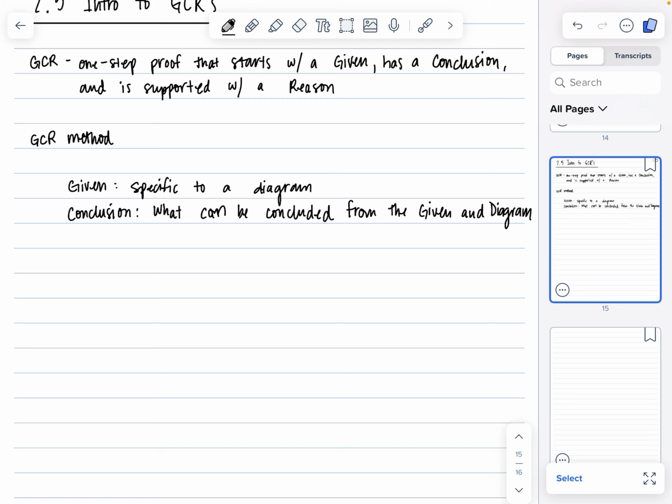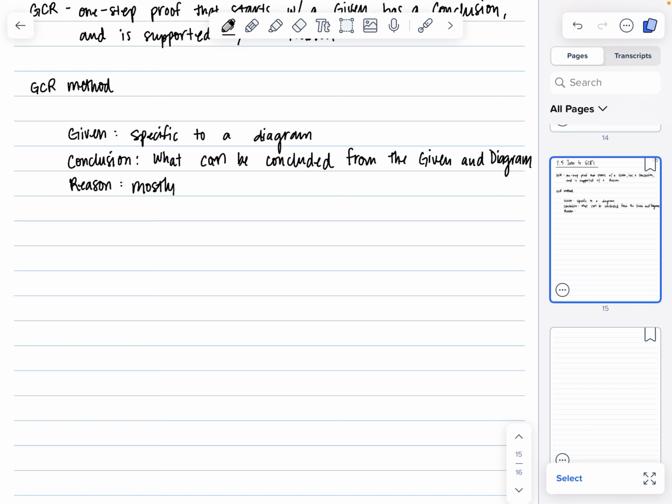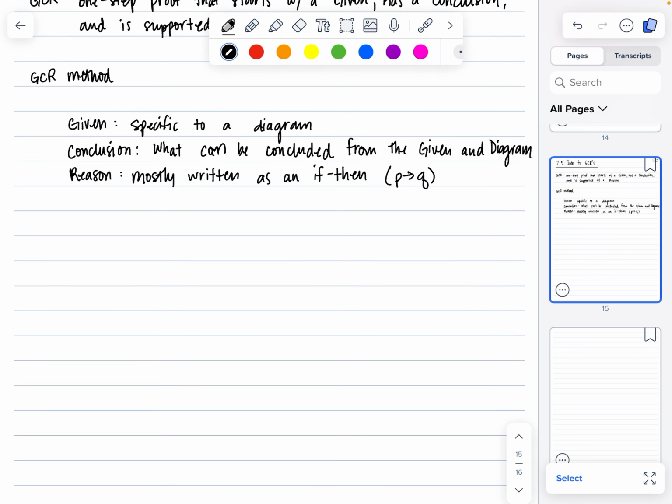And then the reason. The reason is very, very unique because it is a lot of things. First and foremost, it is mostly written as an if-then, which means it's P then Q. P implies Q.